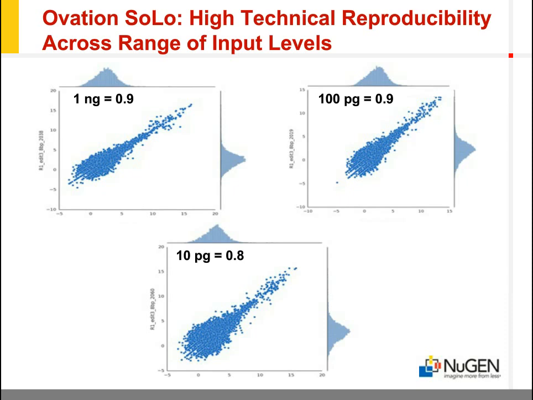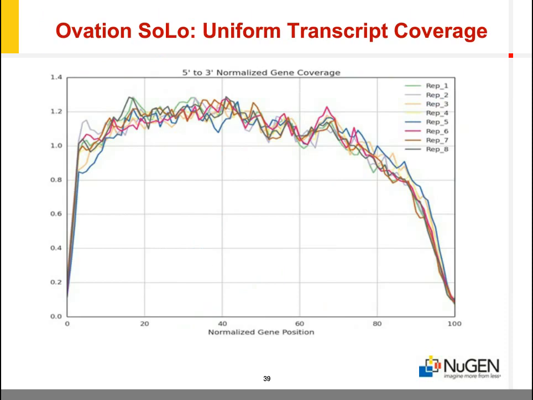As shown here, transcript coverage is uniform from the 5' to 3' end of genes, and this uniformity is consistent. Plotted here are 8 different replicates of Solo libraries generated from human cell lysates, and the distribution is very consistent and uniform across each replicate, ensuring complete coverage of genes detected.